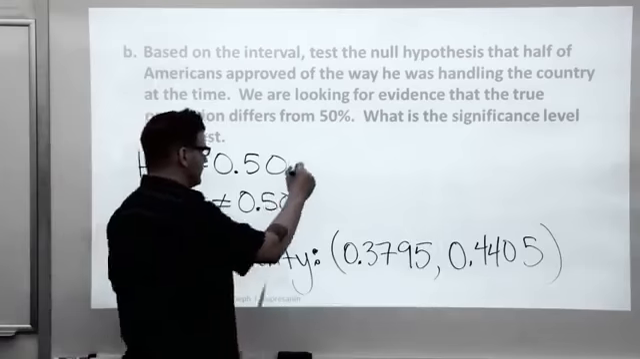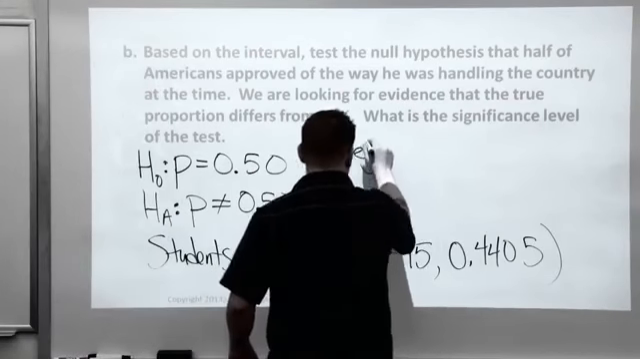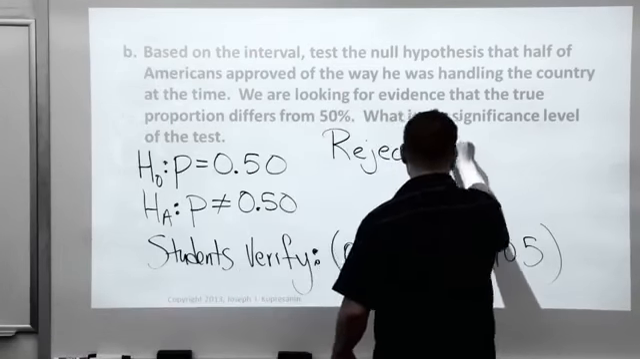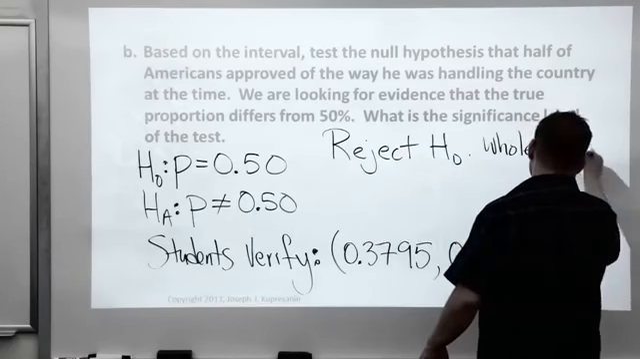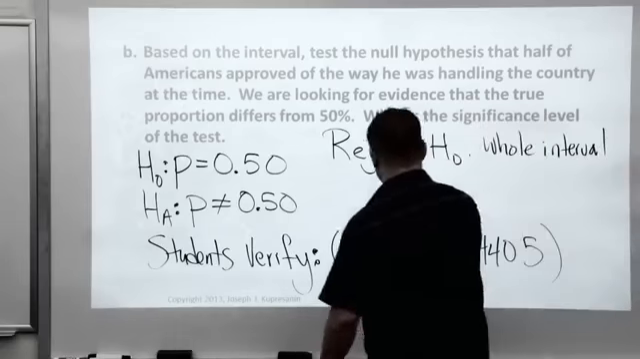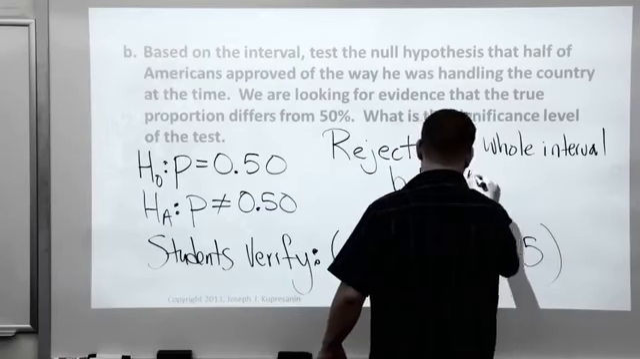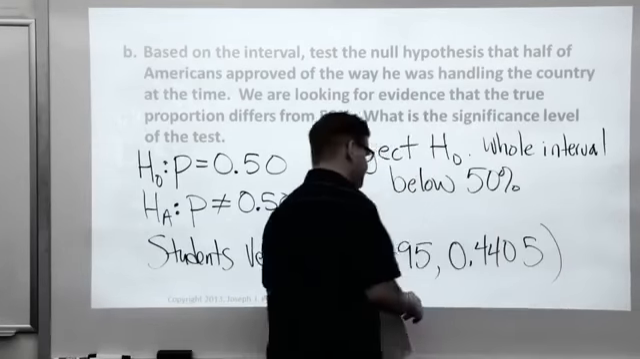All right, so here we go. Run the test. Pretty easy. Reject the null. Whole interval is below 50%.